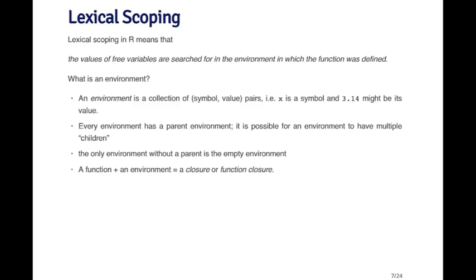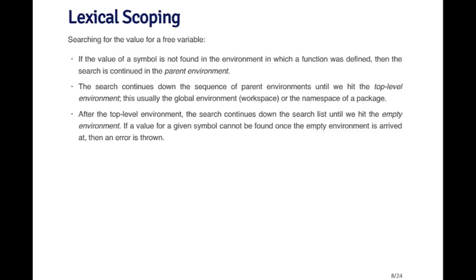The key thing in R is that if you take a function and you associate it with an environment, then that creates what's called a closure or function closure. And these closures are key to a lot of different types of interesting operations in R. So if you're in a function and you encounter a free variable in that function, what happens? The first thing you look for is the environment in which the function was defined. For example, if I defined a function in the global environment, then the global environment is the environment in which the function was defined.